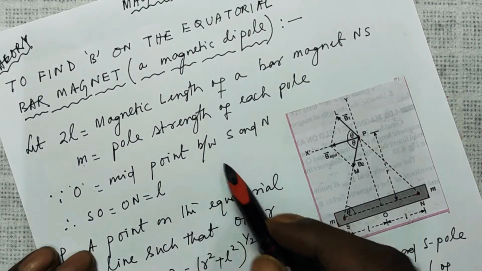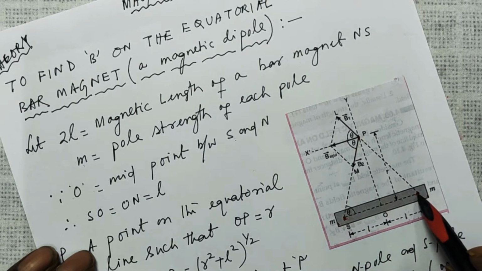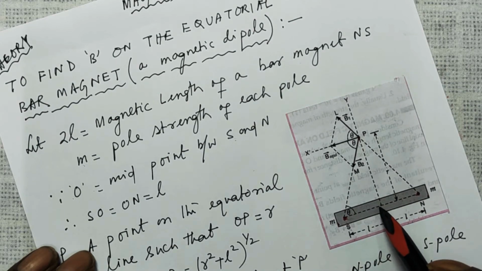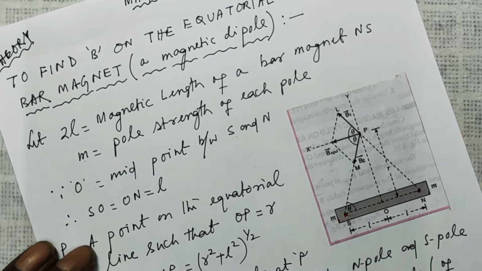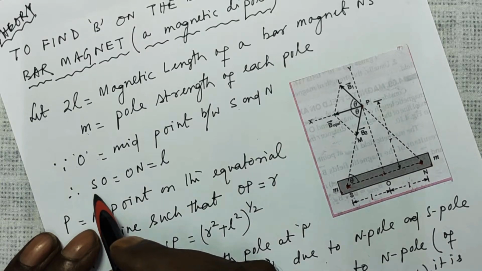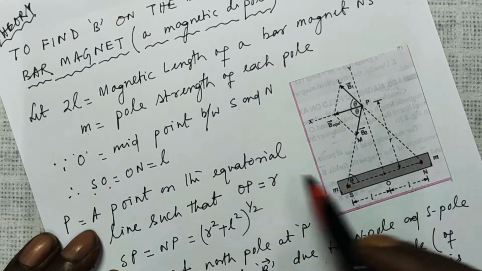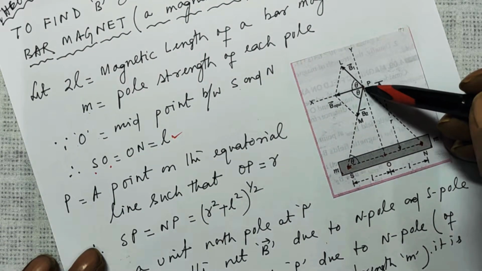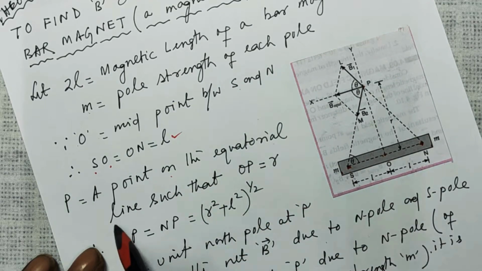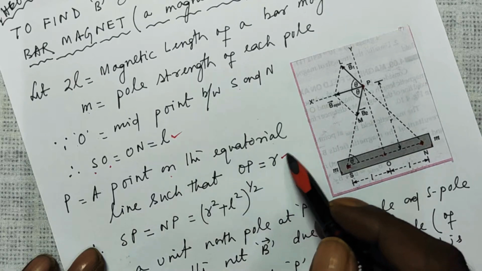O is the midpoint between south and north. So this distance from S to O is L, and from O to N is also L. That is what I am explaining. Now P is a point on the equatorial line such that OP is equal to r.